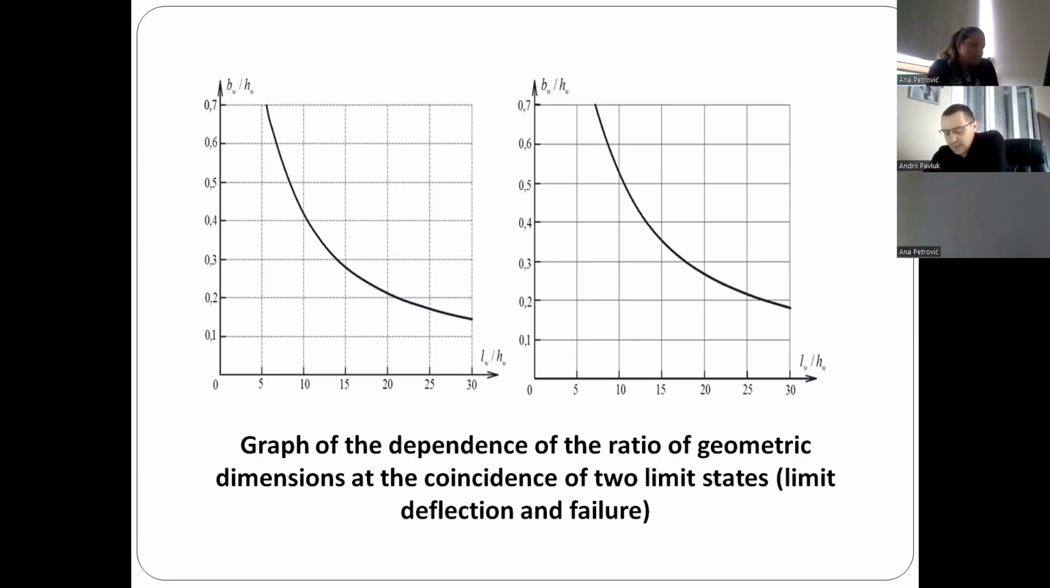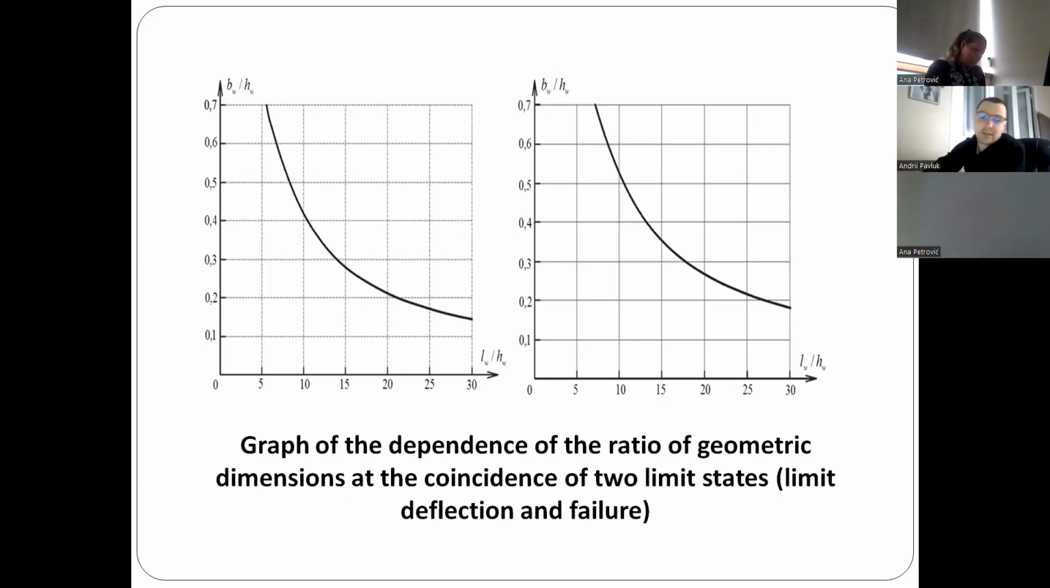This is the graph of the dependence of the ratio of geometric dimensions at the coincidence of two limit states, limit deflection and failure. Taking into account the fact that non-glued wooden elements are designed with limited cross-section, height, and length, in such an element the limit state of deflection occurs earlier than the limit stress.